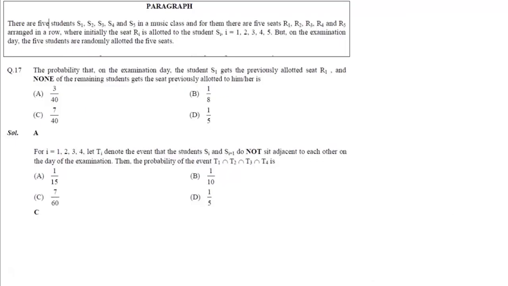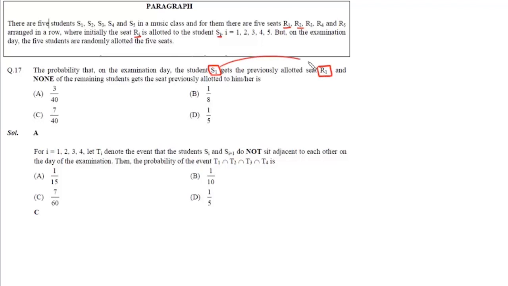Now here the question is, there are 5 students S1, S2, S3, S4 and S5 in a music class. For them, there are 5 seats R1, R2, R3, R4 and R5 arranged in a row. Initially the seat Ri is allotted to the student Si, but on the examination day, the 5 students are randomly allotted the 5 seats. Now find the probability that on the examination day, student S1 gets the previously allotted seat R1 and none of the remaining students gets the seat previously allotted to him or her.